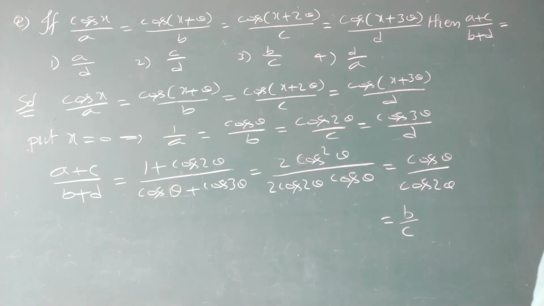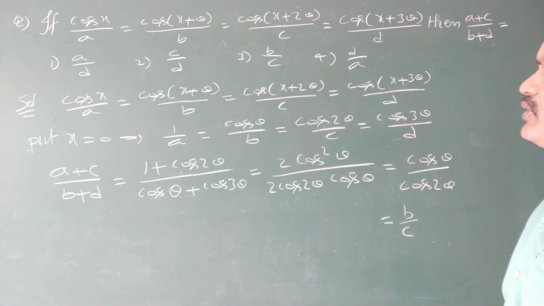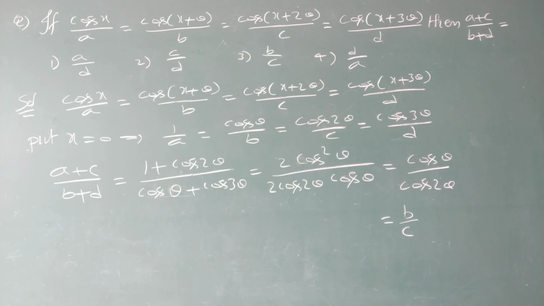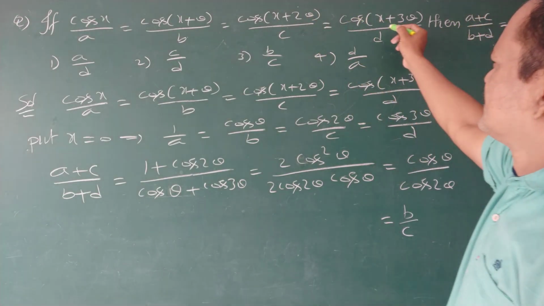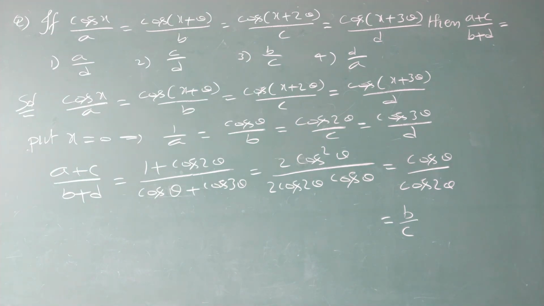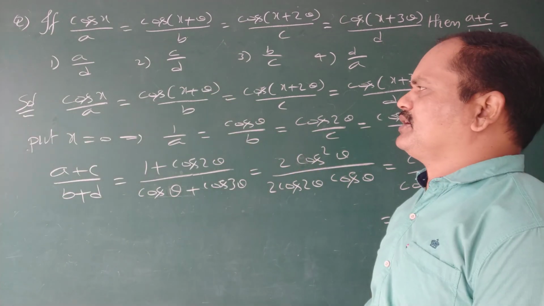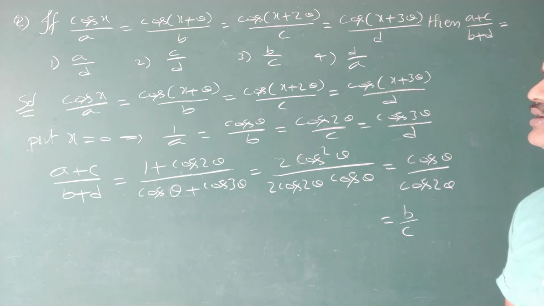Now the question is, if cos x by a is equal to cos (x plus theta) by b is equal to cos (x plus 2 theta) by c is equal to cos (x plus 3 theta) by d, then (a plus c) by (b plus d) is equal to: first option A by D, second option C by D, third option B by C, and fourth option D by A.